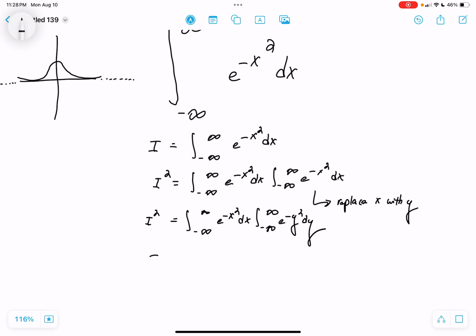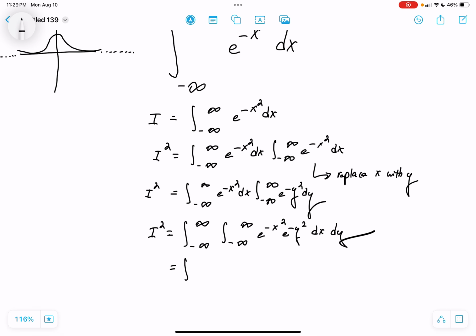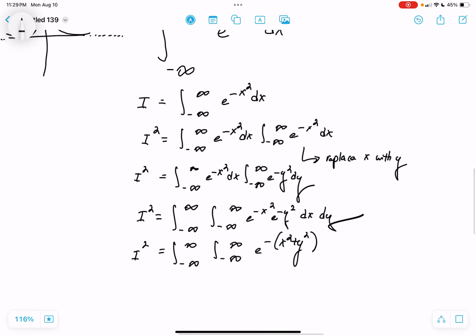Now, using properties of double integrals, I can rewrite this as the integral from negative infinity to infinity, integral from negative infinity to infinity, of e to the negative x squared, e to the negative y squared, dx dy. Now, notice I can write this as the double integral of e to the negative x squared plus y squared, right? dx dy.